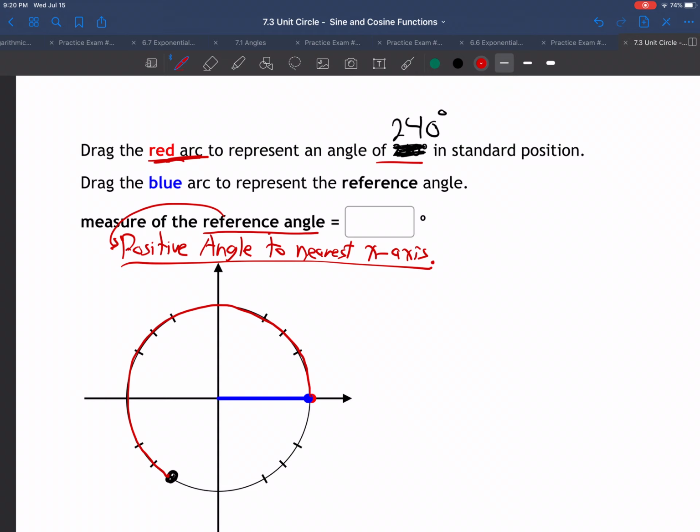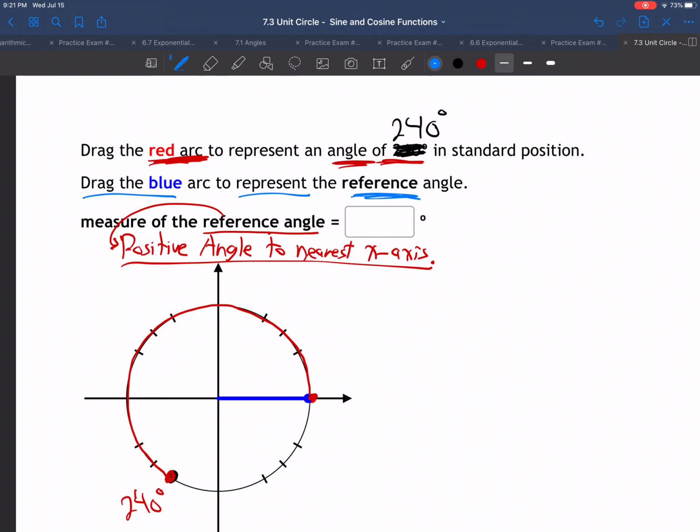So that's an arc, right? That goes along the edge of the circle. So the red arc goes from here to here. And that's what they're saying. Drag the red arc to represent an angle of 240 degrees. That's an angle of 240. So this right here is representing the 240 degrees, that red arc. Then they want you to take the blue arc and drag it to represent the reference angle.